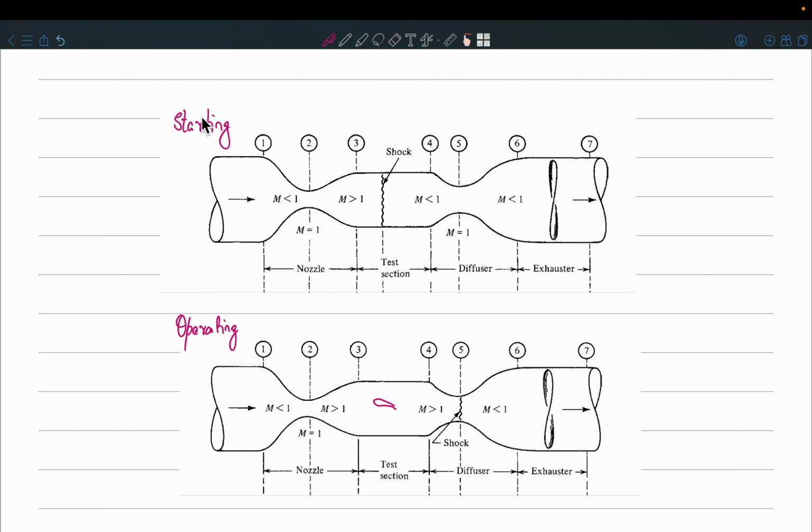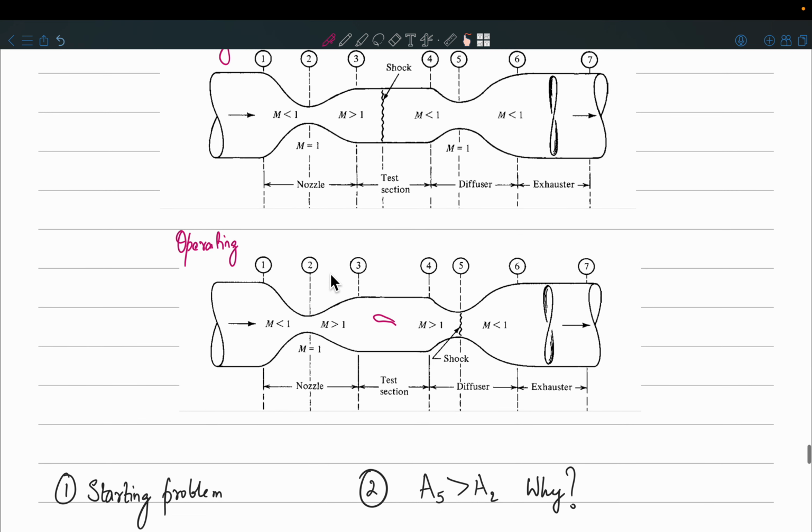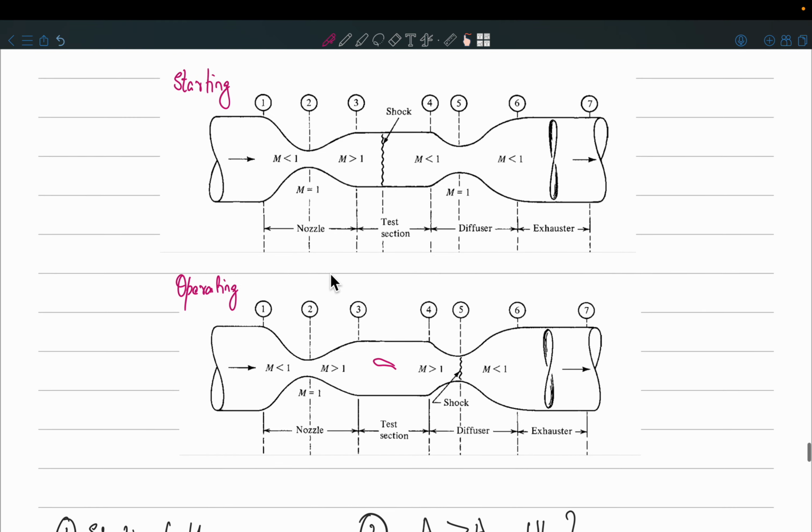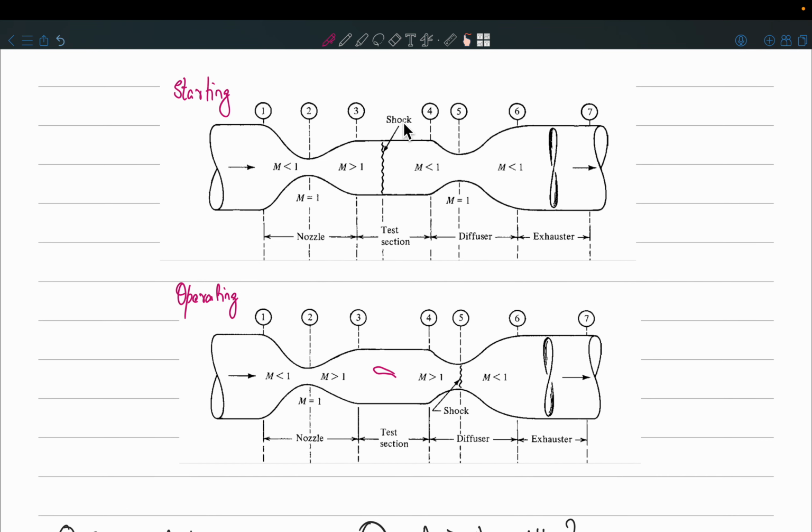And this is the starting situation which actually happens. So why does it happen? Why do we have a starting problem? Why do we get a shock over here? You know how a supersonic wind tunnel starts? We have this exhauster, a huge fan that starts rotating. When the fan rotates, it is going to create a lack of pressure in this region. That will create a pressure ratio across this entire wind tunnel, and as a result your airflow will start moving.